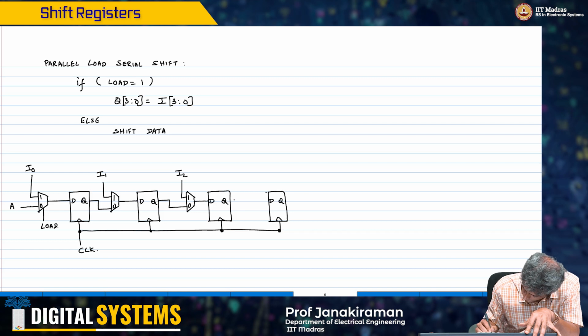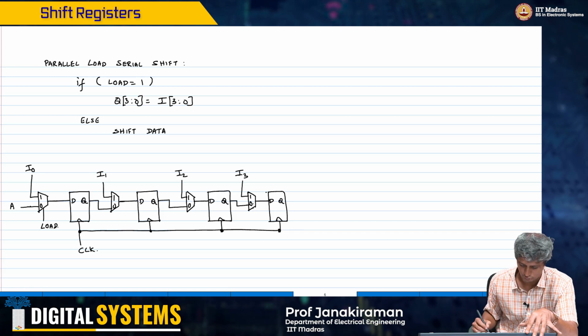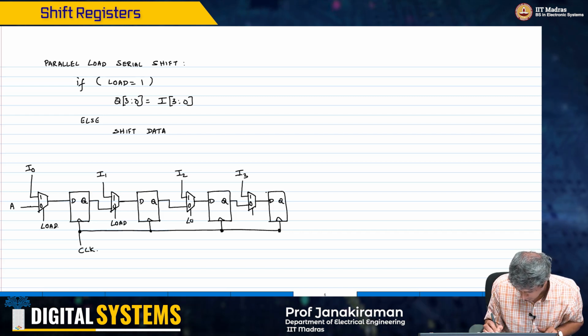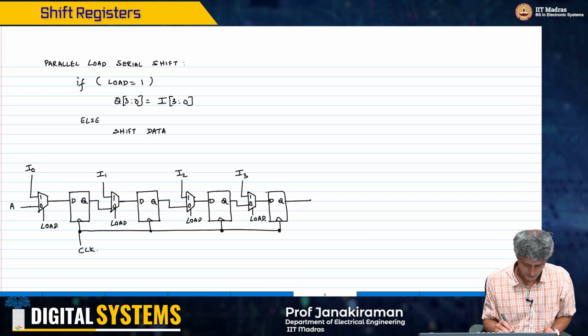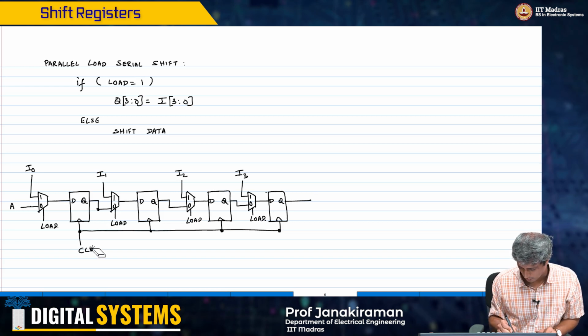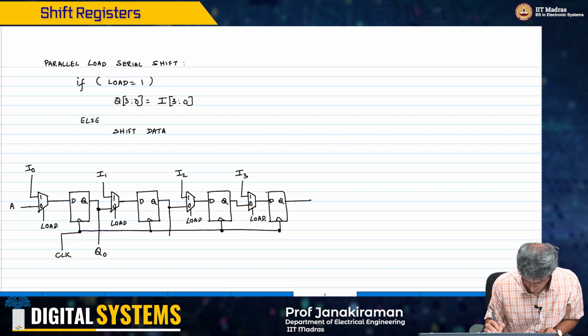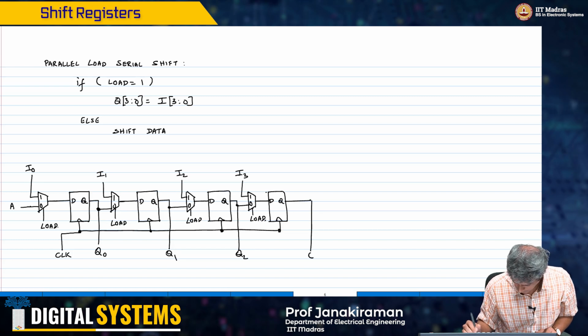I2. And I3. Yeah, 1 and 0. Right? And the multiplexer input is obviously load. Okay, and my outputs are obviously, as usual, they are available to the outside world. So I'll move this clock. Q0, Q1, Q2, Q3.